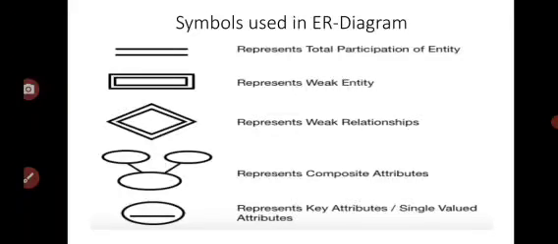And beside that, we have the symbol to represent composite attributes. In a composite attribute, two simple attributes are combined together to form one composite attribute. Any attribute which is underlined is called the key attribute. So that is called the key attribute.